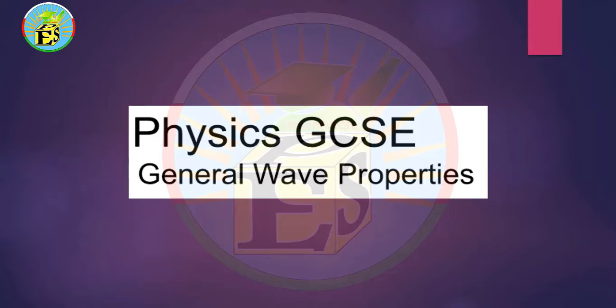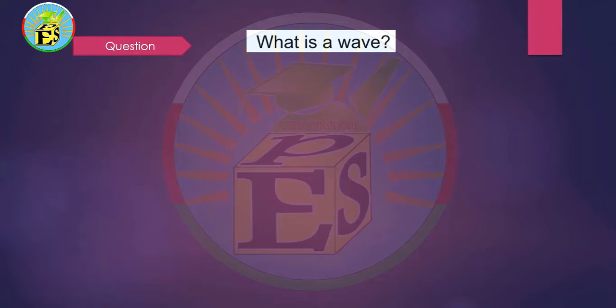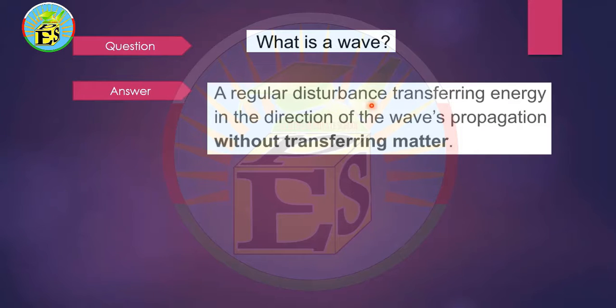Our lesson today, we will make a fast revision about general wave properties. The main question: what is the wave? A wave is a regular disturbance transferring energy in the direction of the wave's propagation without transferring matter.